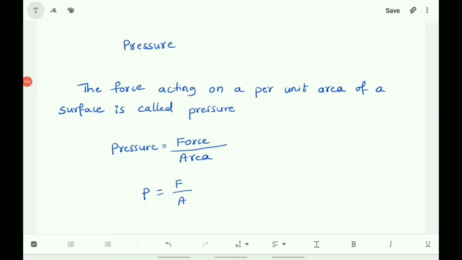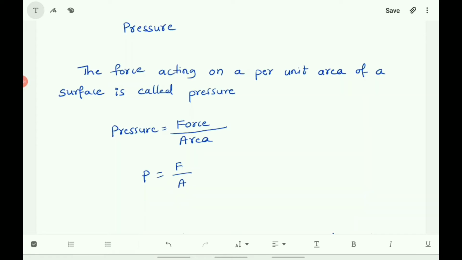Children, let us continue the chapter Force and Pressure. You learnt about the force and the effect of forces. Now, let us start the unit pressure. So, what is pressure? The force acting on a per unit area of a surface is called pressure.